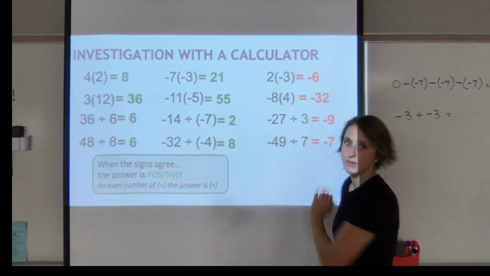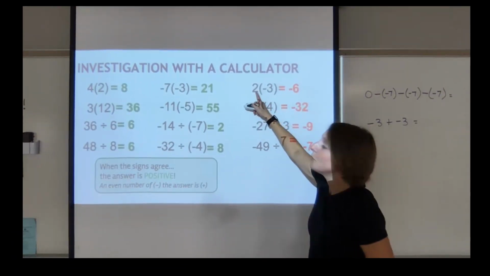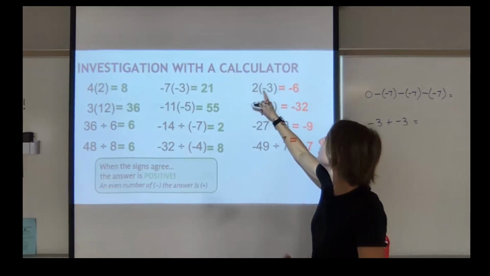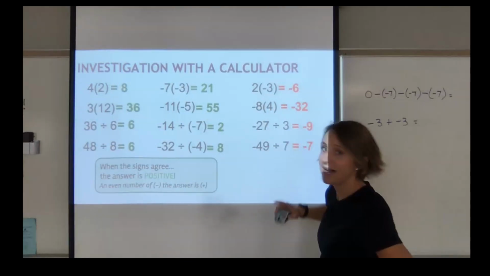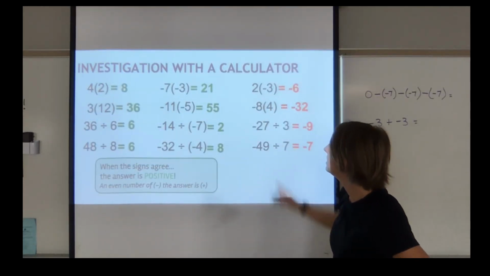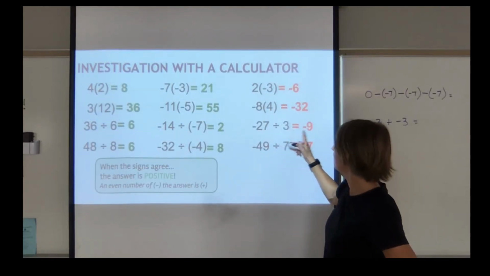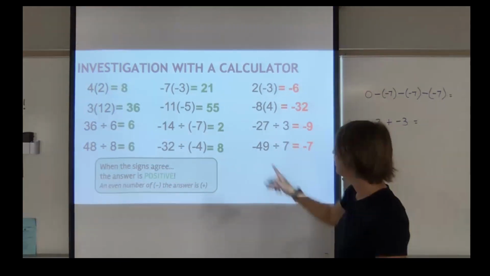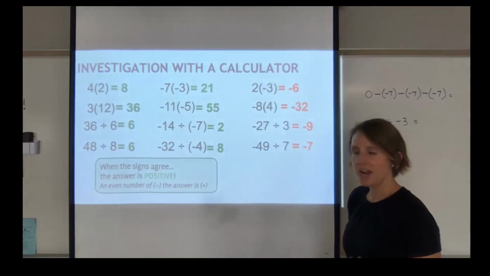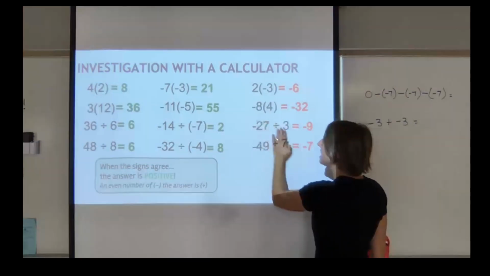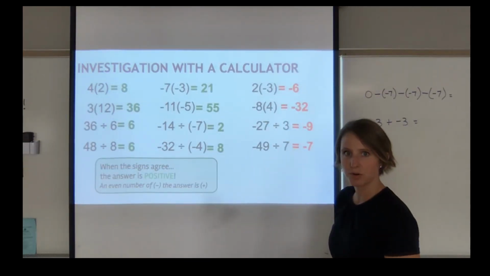Let's go over here to these ones. 2 times a -3 is a -6. -8 times a positive 4 is a -32. -27 divided by 3, the quotient is -9. -49 divided by 7, the quotient is -7. And you might go, well, this time, Mrs. Kluver, there's only one negative in each one of the multiplication or division problems.